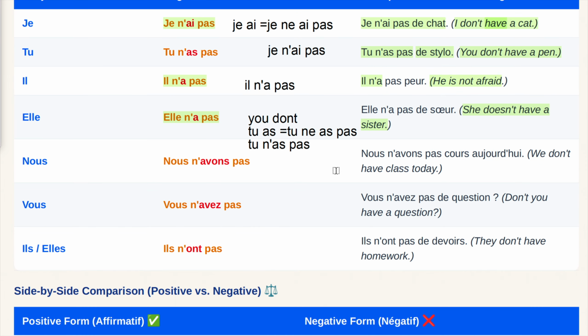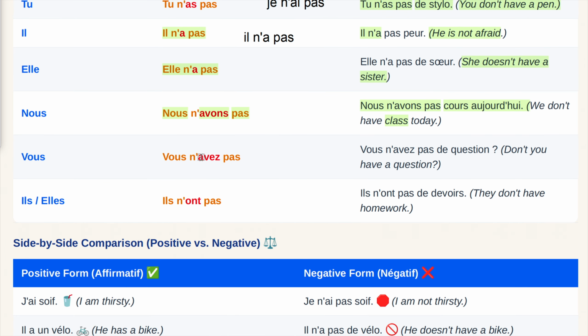D'accord? So next is we don't have class today. First of all, write down for nous. So we have is nothing but nous avons. For making it negative you have to add ne here and pas here. So here, ne and avons, we use elision and an apostrophe, so it becomes nous n'avons pas. Nous n'avons pas means we don't have. Class means cours. Today means aujourd'hui, which we have already done. So it becomes nous n'avons pas cours aujourd'hui.